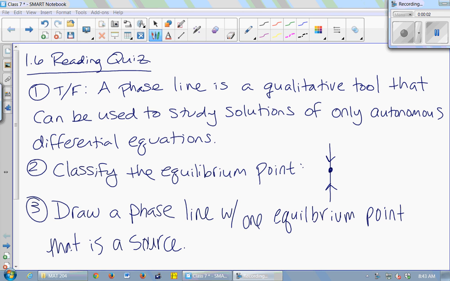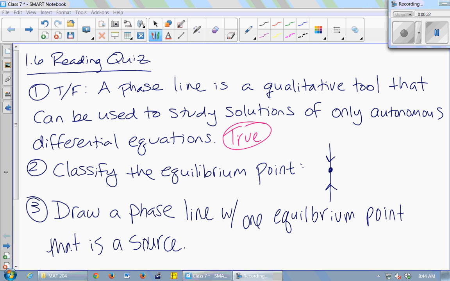A phase line is a qualitative tool that can be used to study solutions of only autonomous differential equations. True. And what was autonomous again? Governs itself. What does that mean? It's independent of t. The right side only has y's in it, or whatever the dependent variable is.